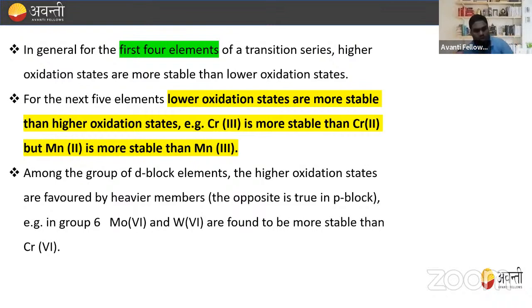Now, among the groups of the d block elements, the higher oxidation states are favored by the heavier members. The opposite is true in the p block, right? That is, in group 6, molybdenum +6 and tungsten +6 are found to be more stable than chromium +6.